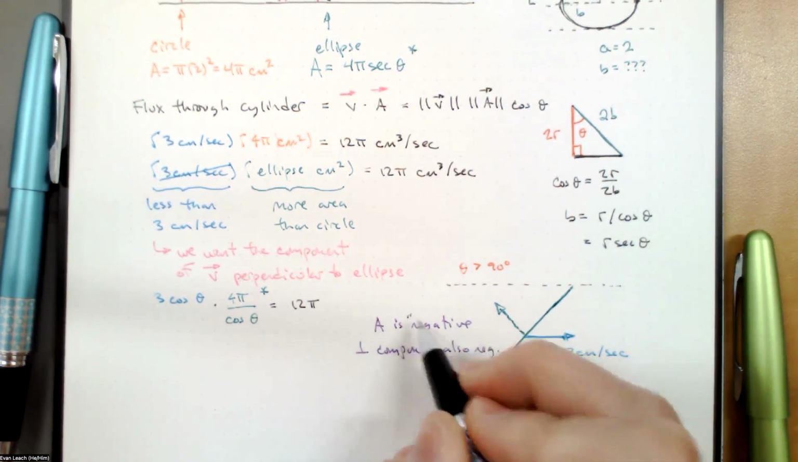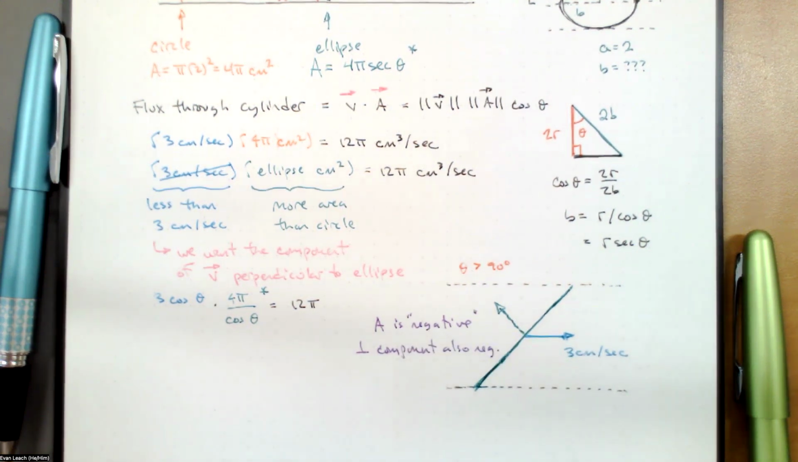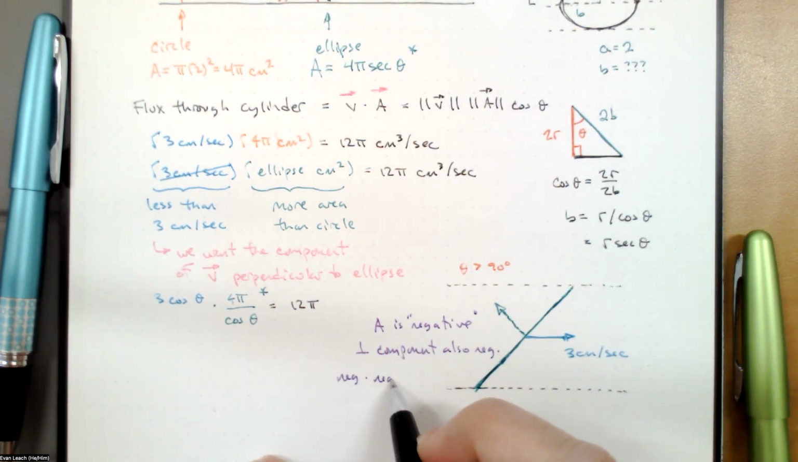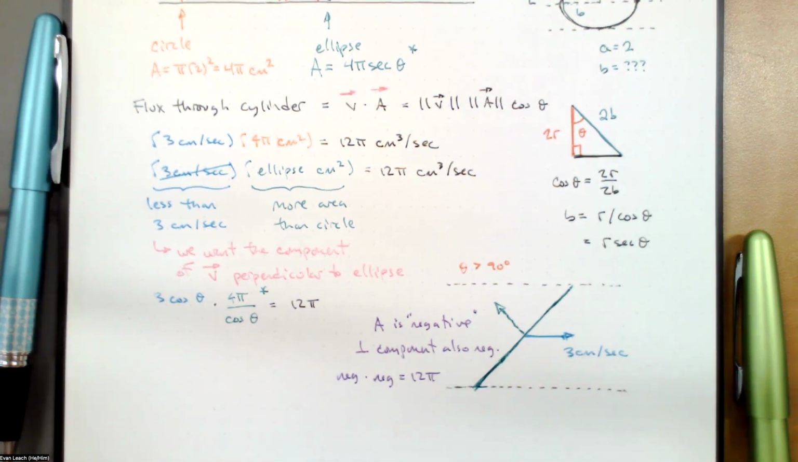So our area is negative, but the perpendicular component is also negative, so they cancel out and everything's okay. Any orientation still has to come up to 12 pi. Still works out to 12 pi. The two negatives cancel out, all the way up to theta equals 180 degrees, in which case the orientation is exactly the opposite of the flow, or the exact opposite of the velocity, and the negative one cancels out with the other negative one. Any questions?